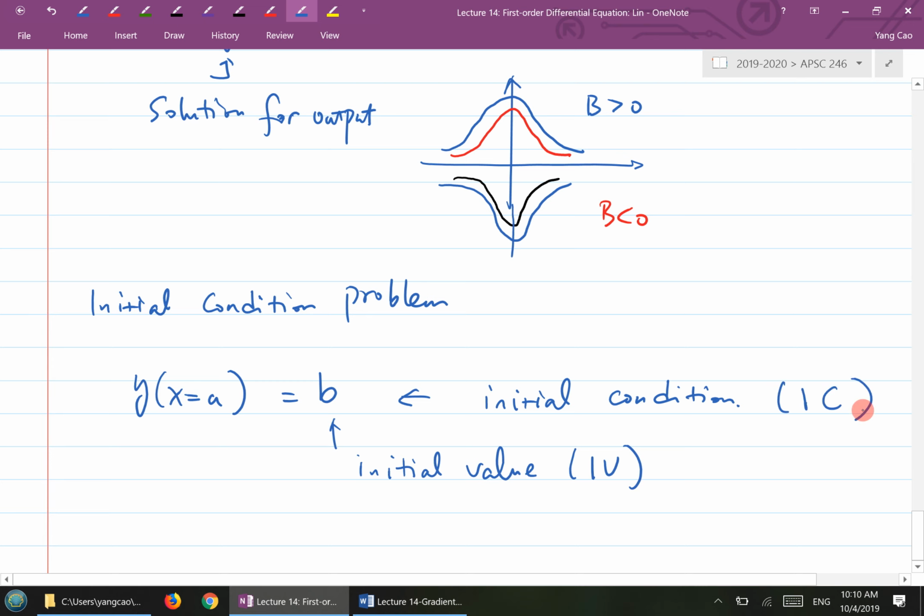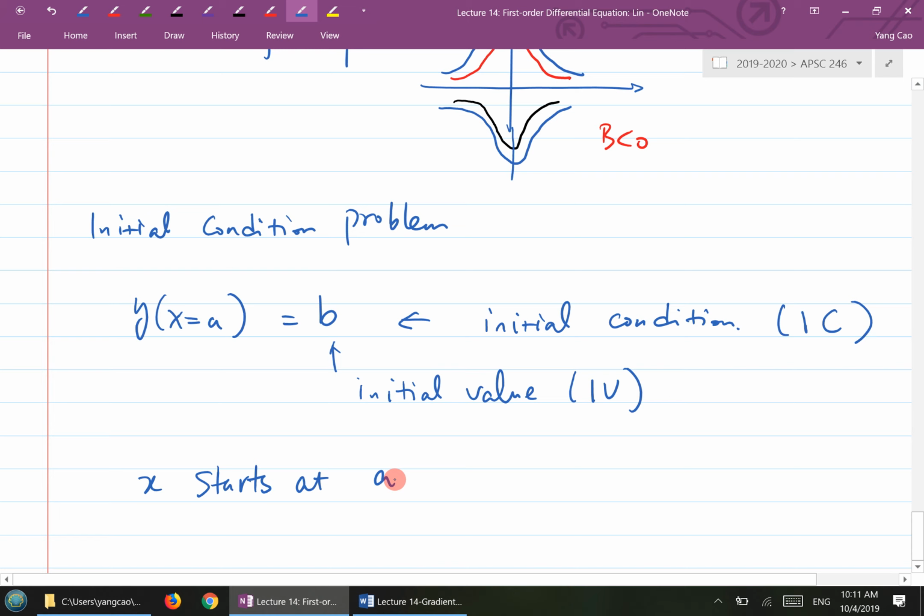For differential equations, you see that quite a lot. And then more precisely, you have x equal to a. Essentially, you can consider x starts at a. If this is a t variable, you can think, oh, time starts at this moment. This variable starts at a here.